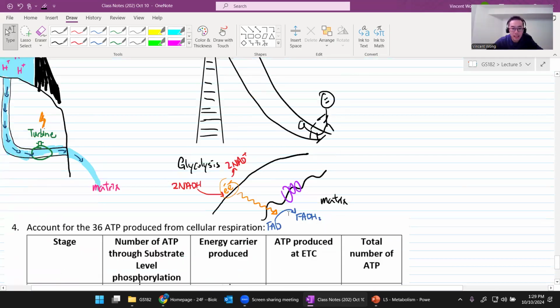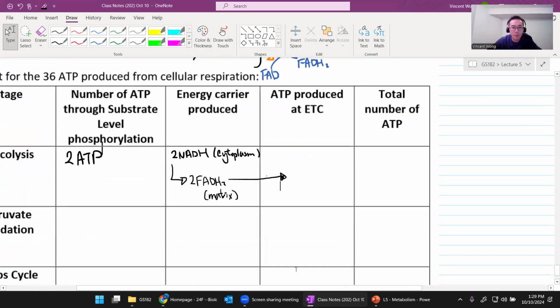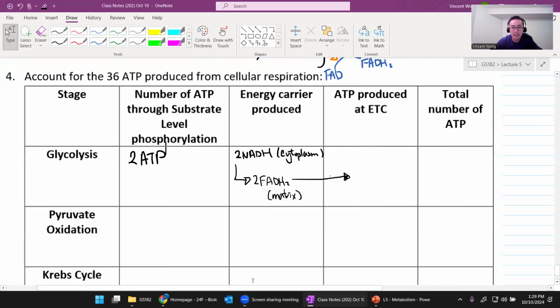So tell me, how many ATPs are produced at the ETC? How many ATP are produced at the electron transport chain? 4, exactly. Very good. Okay, it's a private message that I received, in case you think I'm talking to myself. So we're going to times 2 here. 2 times 2 is 4.